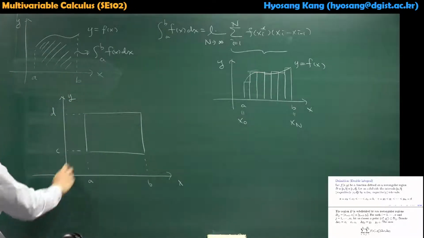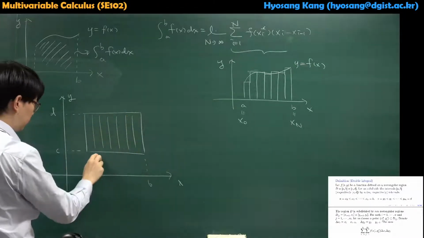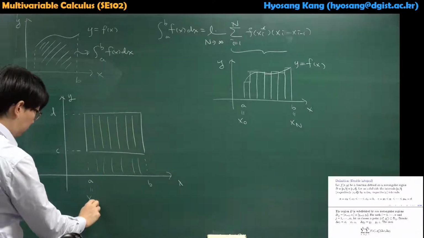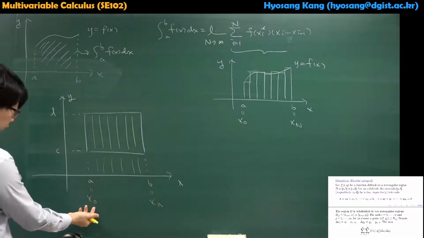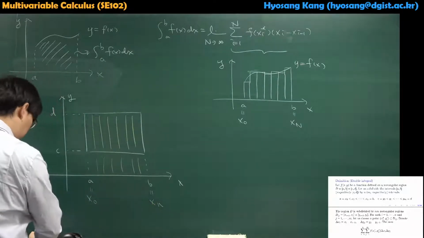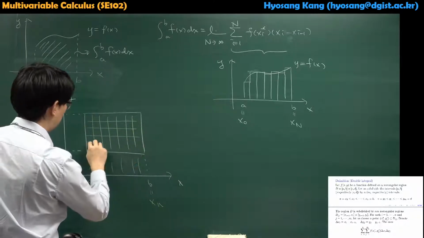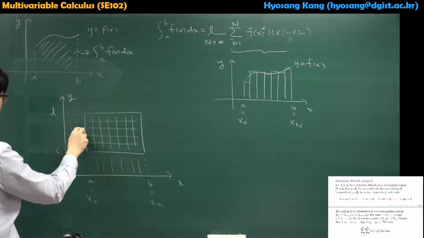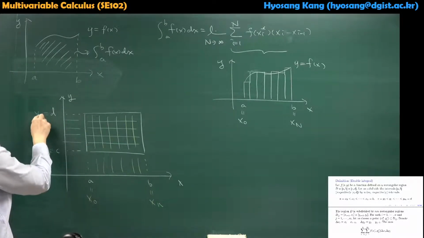I'm going to subdivide the x-axis. So this is x0 and this is xn. I need to start from index 0 so that I get n subintervals. And again, I'm going to subdivide the y-axis, or y range. Here, this is y0 and this is ym.